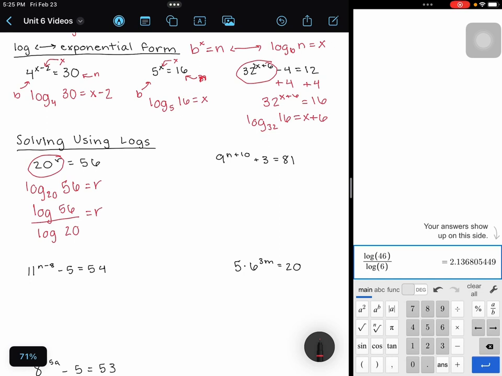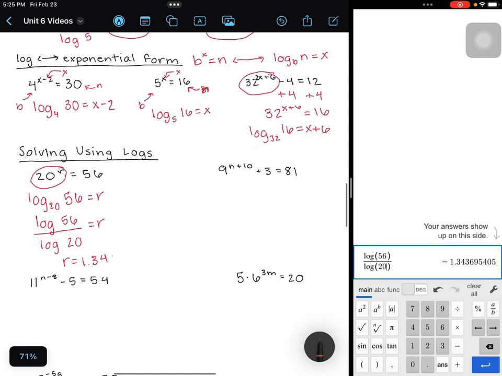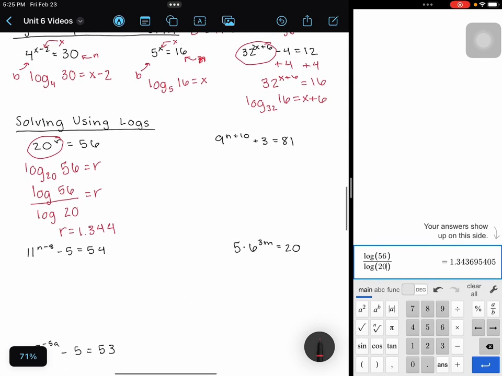I'm going to go over to my calculator and switch out my numbers. So 56 and 20. And I get r equals 1.344. I know it says 1.343, but I look at the 3, look next to it, 6 is greater than 5, so I round up to 4. Right?